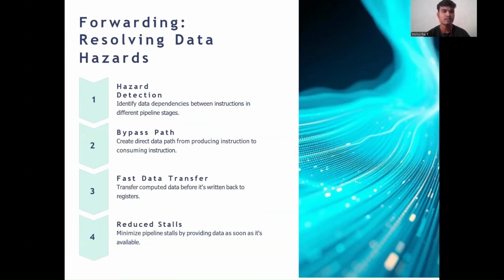Let us discuss forwarding, for resolving data hazards. Hazard detection identifies data dependencies between instructions and pipeline stages. A bypass path creates a direct route from the producing instruction to the consuming instruction. Fast data transfer moves the data to the computation and to the registers. Reduced stalls: minimize pipeline stalls by providing data as soon as it is available to use.